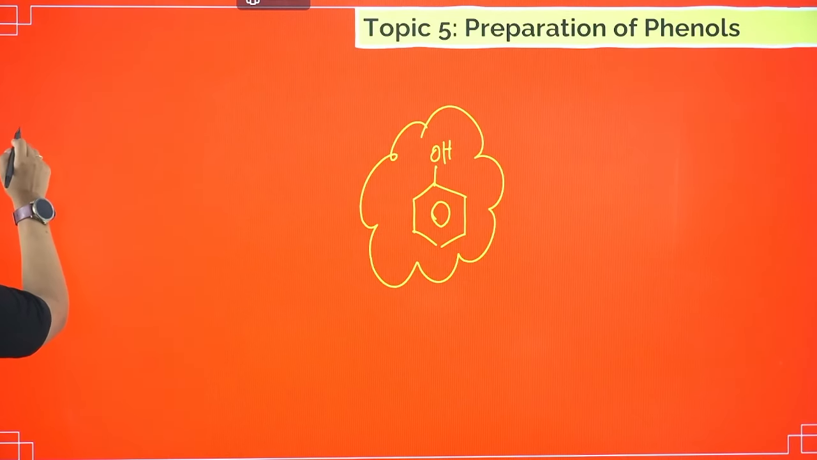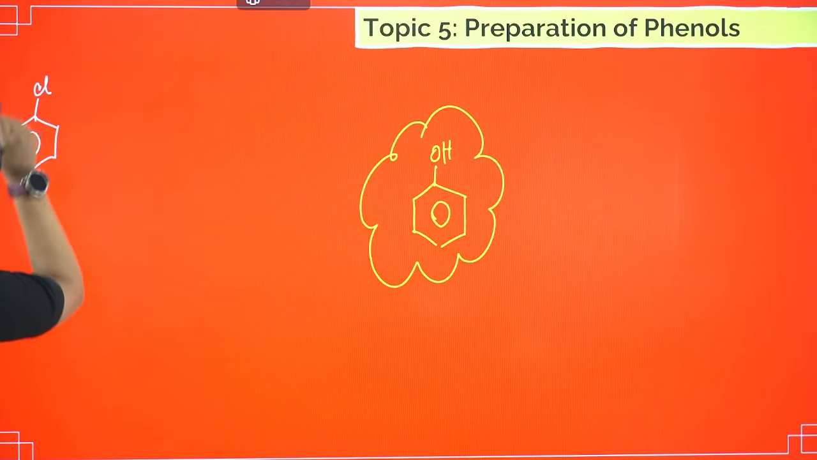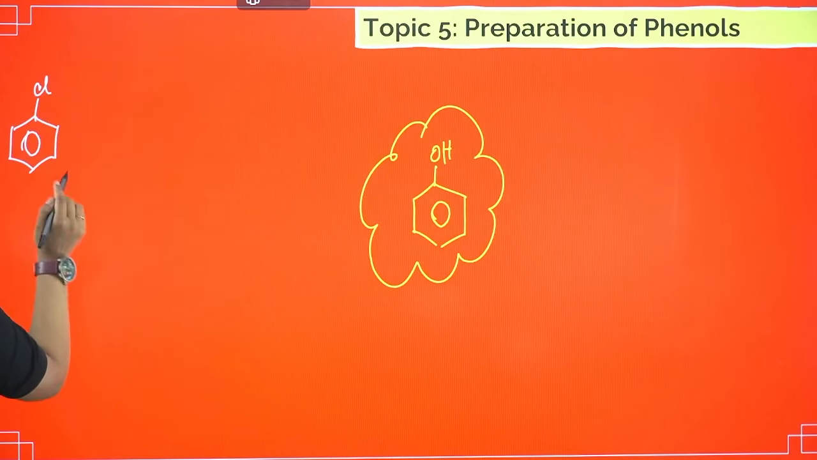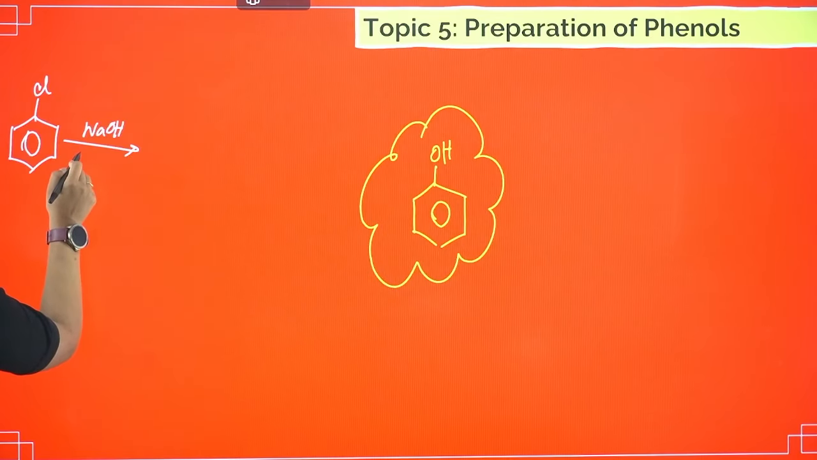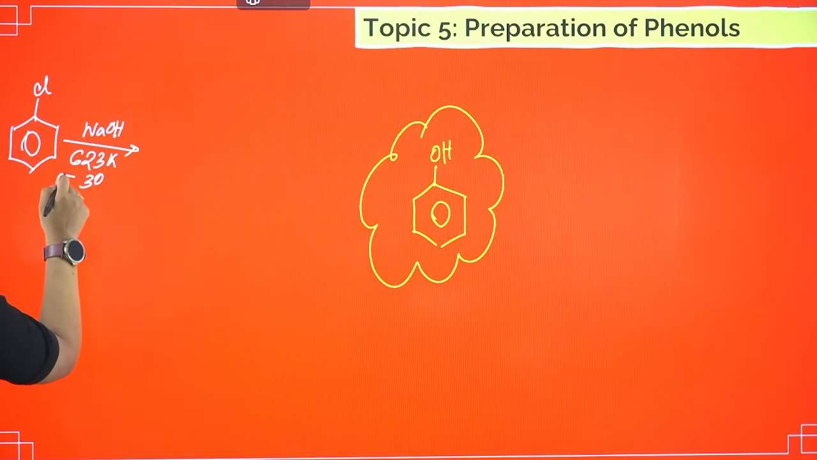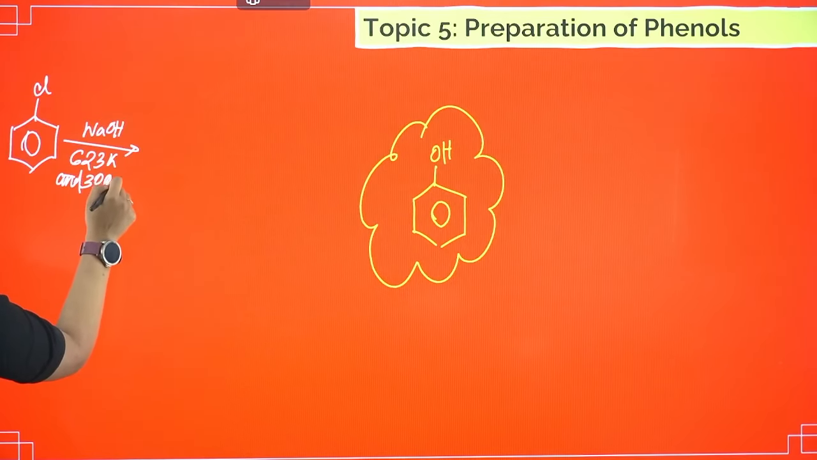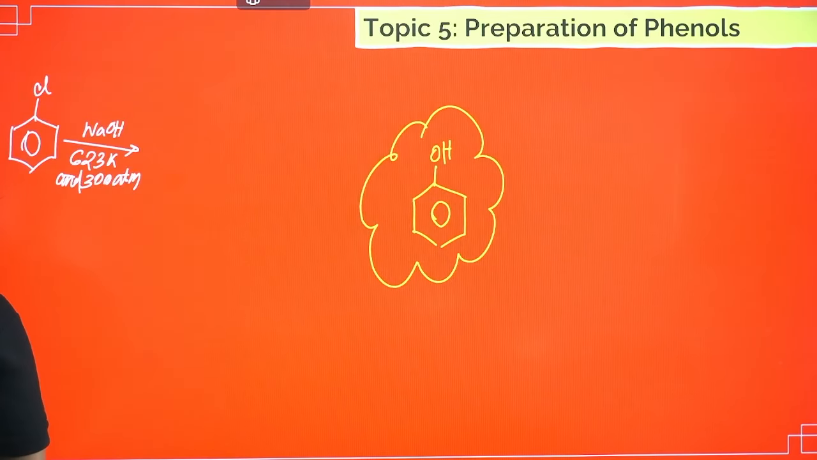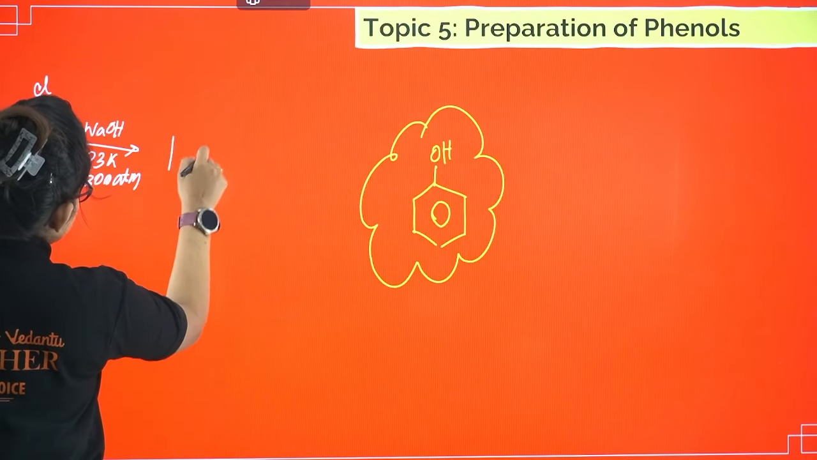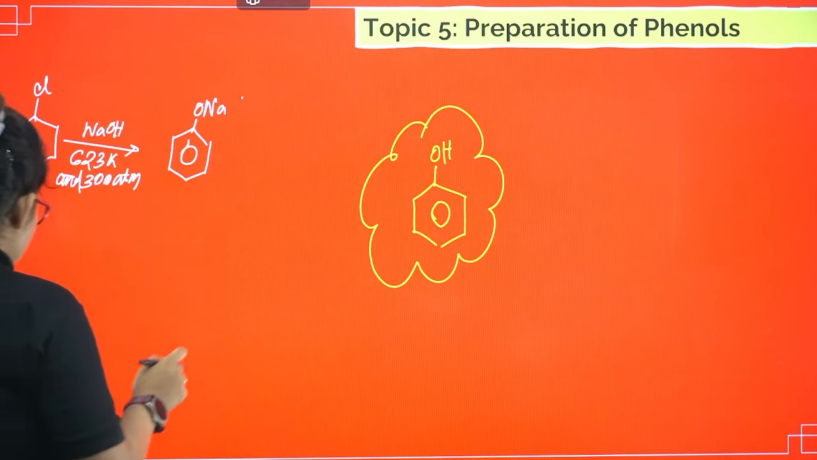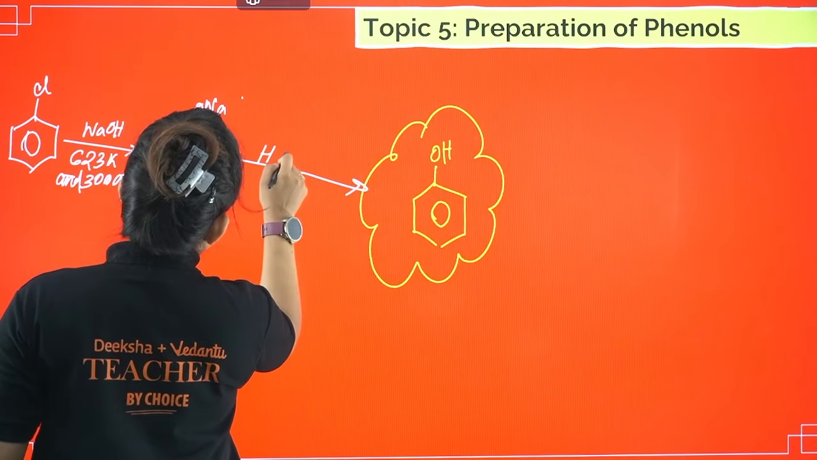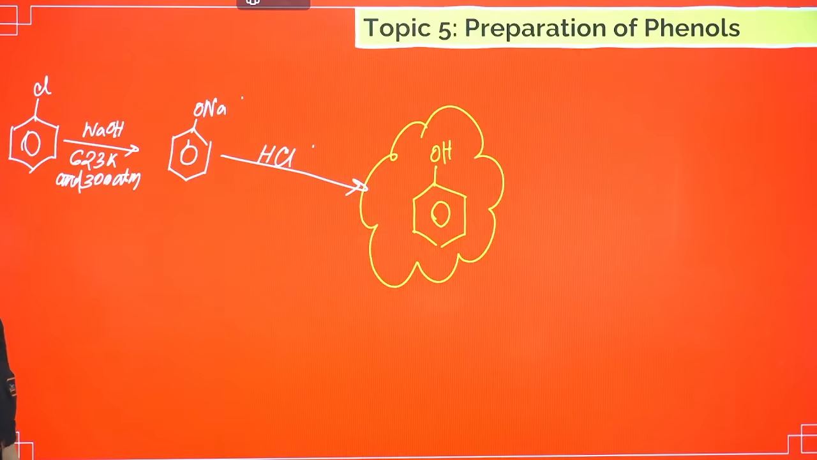So let's say I am having chlorobenzene, with Cl. From here, if I give some NaOH in the presence of heat, let's say 623 Kelvin and 300 atmosphere, you can end up with the formation of ONa. Now from here you can simply give HCl to come up with the phenol. This is from the haloarenes.